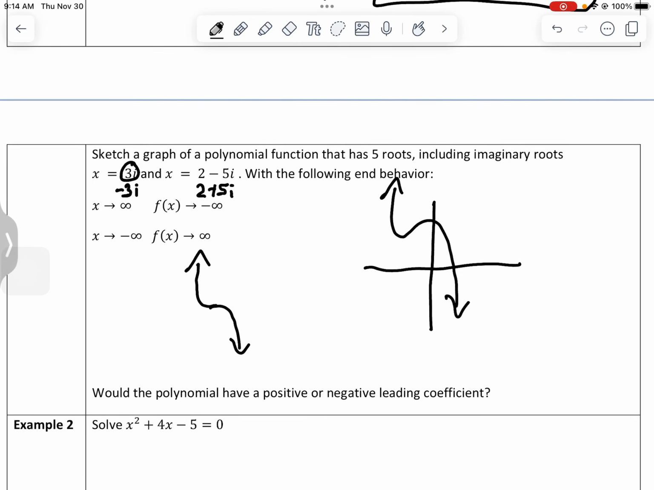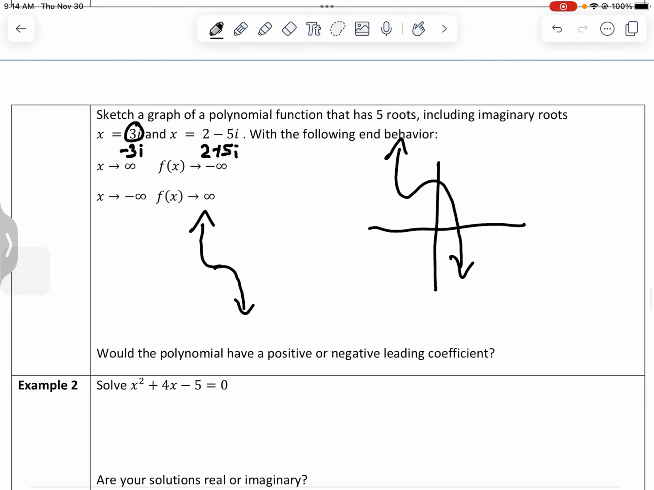As long as that end behavior matches and you only cross one time. So would the polynomial have a positive or negative leading coefficient? In this case, since it's going down, that would end up being negative. So then A is negative. I'll write out the word negative.